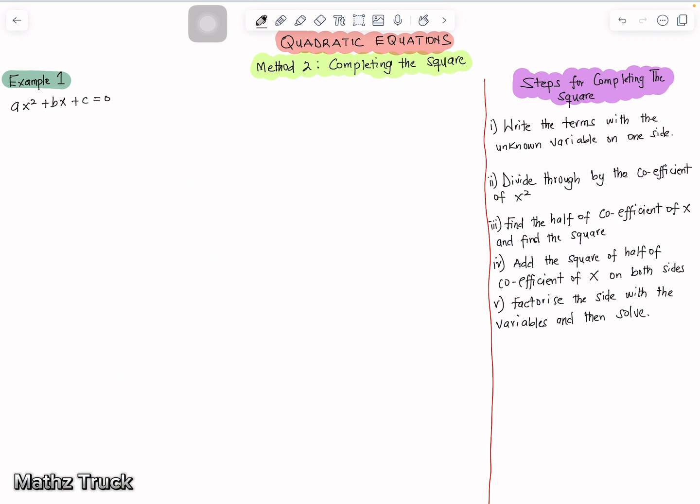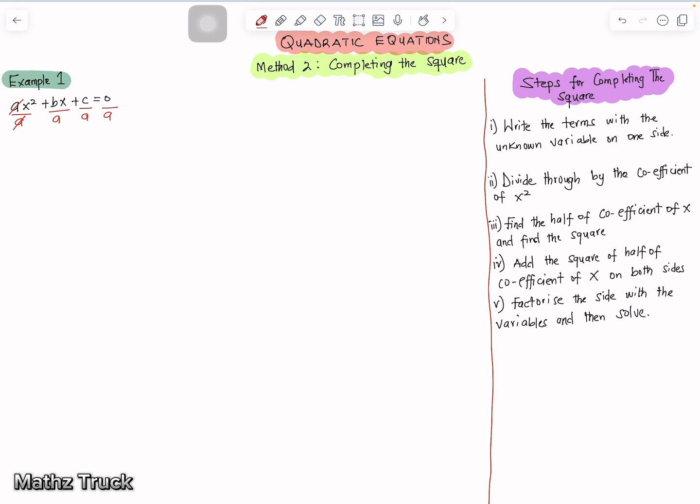Now let's go on with example 1. This will help you to understand the steps given on the right side of this tablet. We have the first question given to us to be ax squared plus bx plus c equals 0 using the completing the square method. The first step says you have to divide through by the coefficient of x squared. So the coefficient of x squared is a, so we divide every side by a.